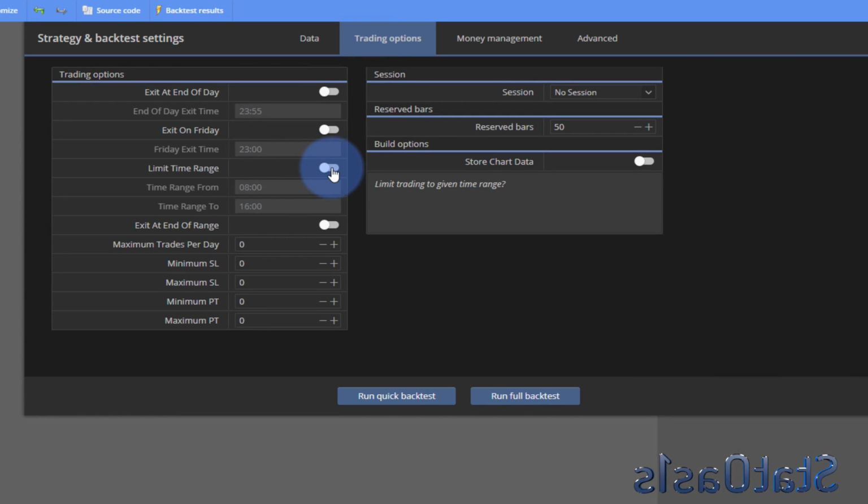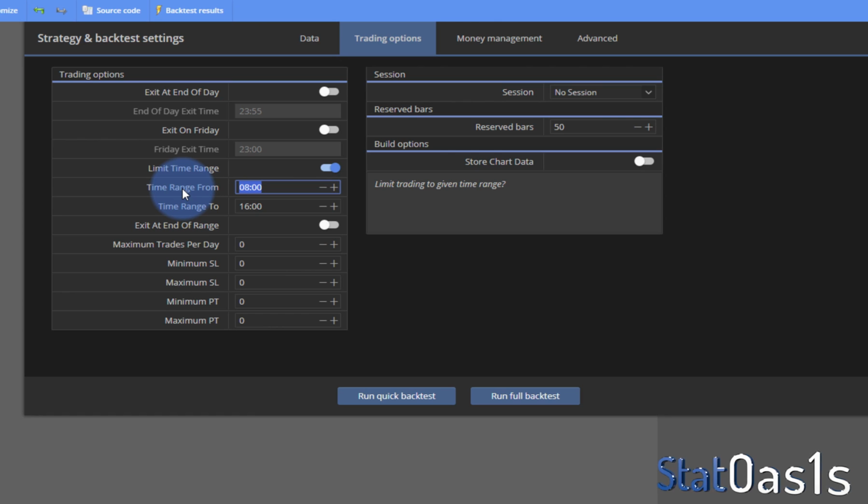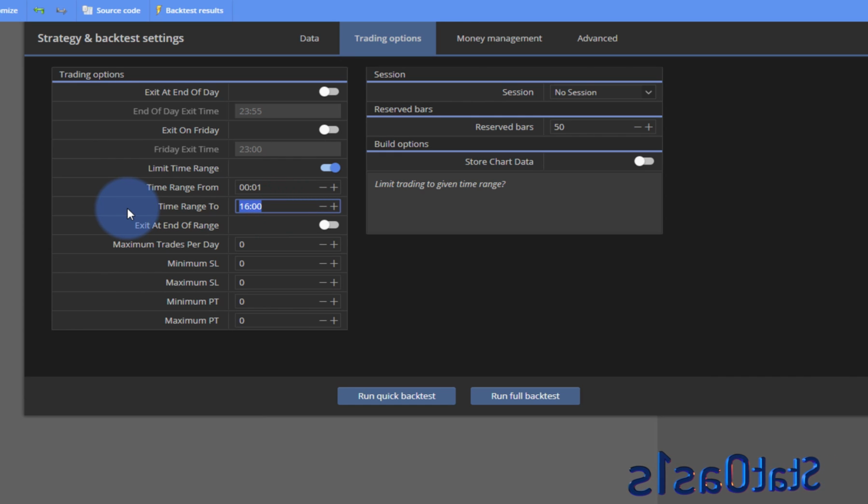And so that's what we do. We limit the time range. And since also SQX cannot do overnight, like you cannot test from 10 p.m. till 2 a.m. the next day, you have to do it starting from 0. The start of the day is 00 and then 01. So that's 1 minute. And then the end of the hour, which is 1.